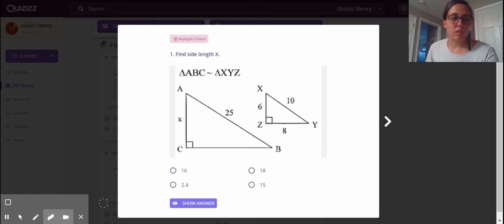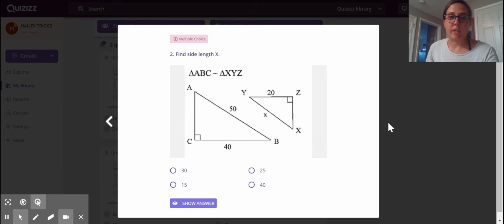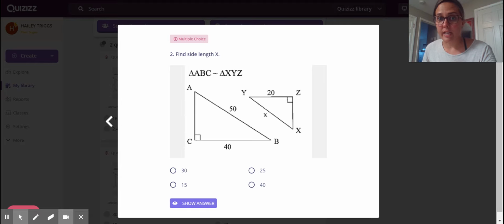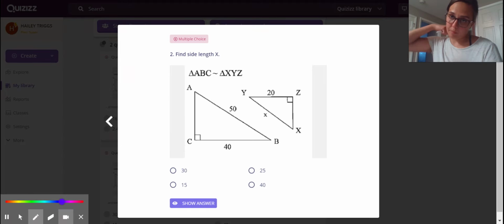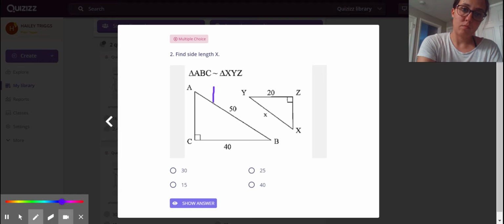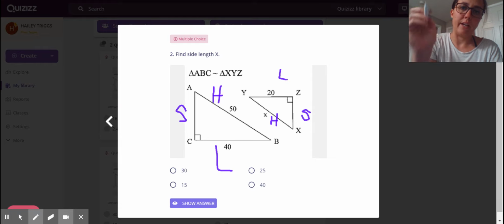All right. Next one. These two triangles are similar. Again, we're finding X, but they're not set up in the same direction, so it makes it a little more confusing. So it's a good thing we know how to label our hypotenuse, short leg, long leg.